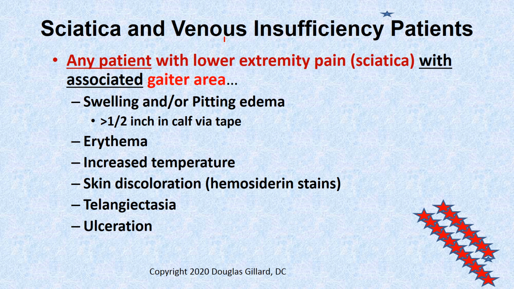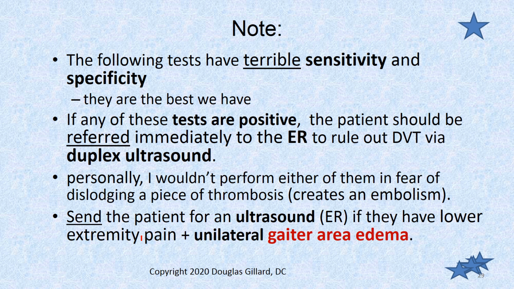So any patient, these tests are done on any patient with swelling, a calf that's a half inch or more bigger on the same side, if they have erythema, if they have warmth, increased temperature change. If they have hemosiderin stains and they have sciatica, then you better do the tests. If they have telangiectasia, any of these signs of deep venous insufficiency. Of course, if there's ulcerations, deep venous insufficiency signs. Again, tests have horrible sensitivity and specificity. Sixth time, send them to the ER if they're swelling.